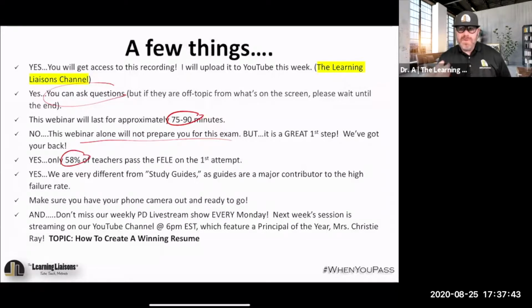This is a real deal number here. According to the Florida Department of Education, on average, first attempt success, that's an aspiring leader like yourself going in and passing all of the 3 subtests on the first shot, is about 58%. Now, our pass rate here at the Learning Liaisons is above 90%, but that's according to the DOE.